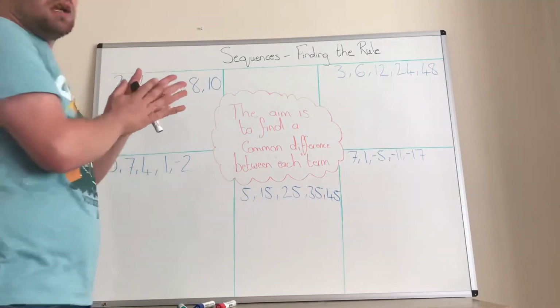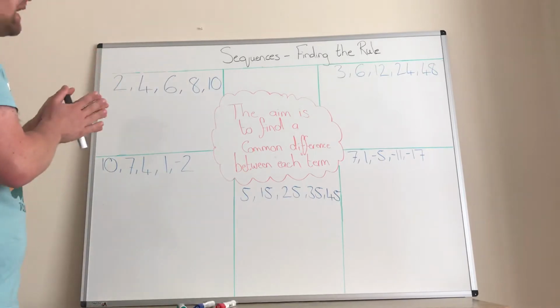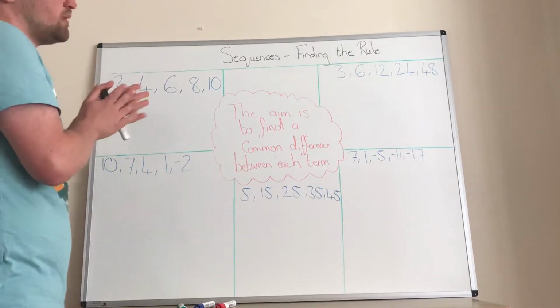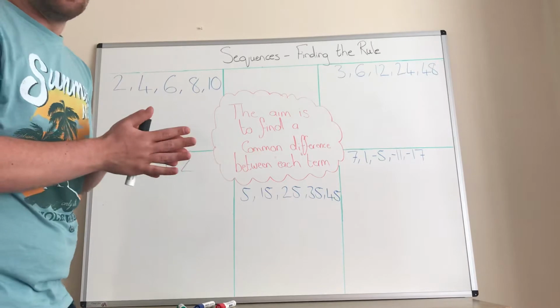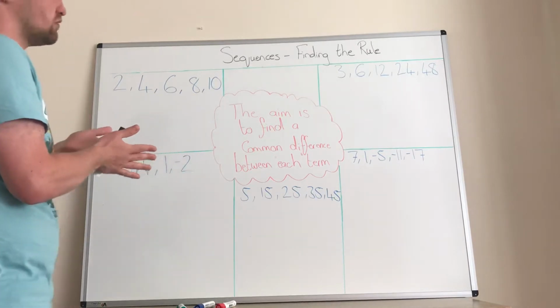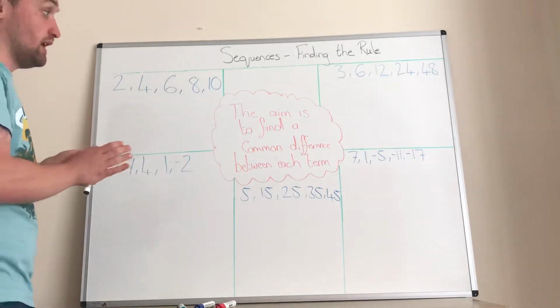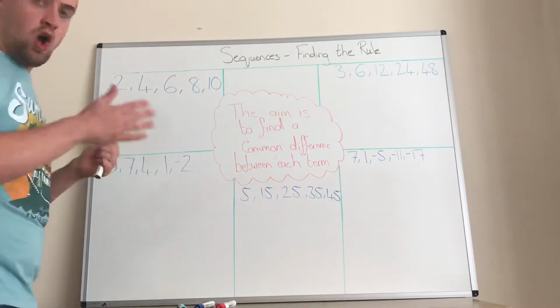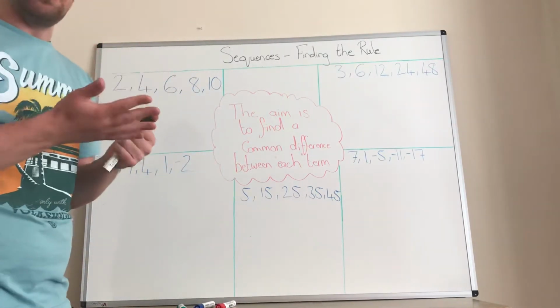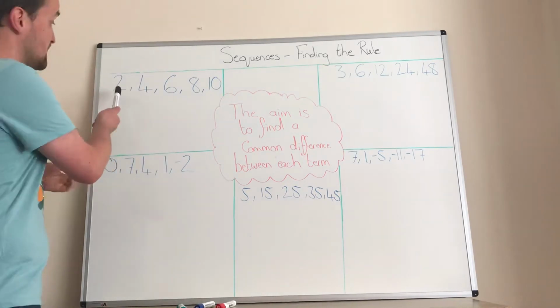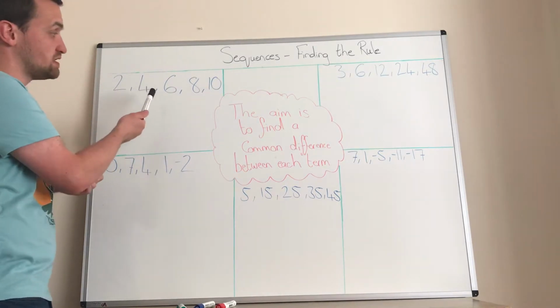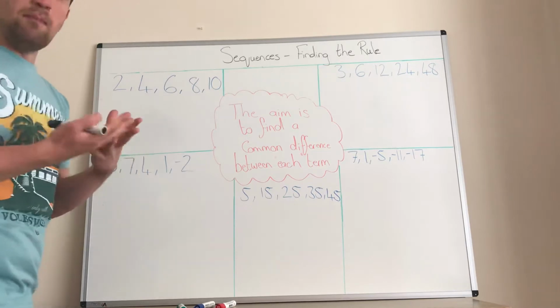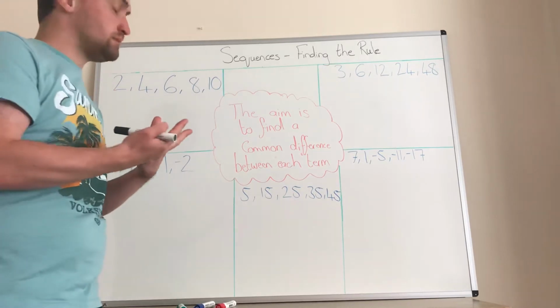We're going to have a look today at sequences, and specifically we're going to be finding the rule for that sequence. Every sequence follows a certain rule, and that's what we're going to find out today. So the aim, as I've written in the middle here, is to find a common difference between each term. Term just means, so 2 is a term, 4 is a term, 6 is a term. It's just a number in that sequence.